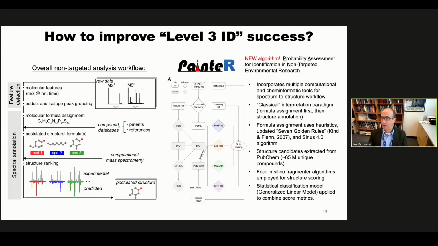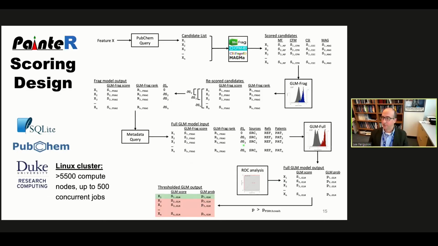Now, to do that, we've built an algorithm and software package called PAINTER, and this stands for Probability Assessment for Identification in Non-Targeted Environmental Research. And so the idea here is that we're leveraging multiple in silico mass spectrometry fragmenters together with things like compound metadata, and then all of the work that we do up front to annotate these compounds into a generalized linear model that we can then use to score. So this is our scoring design.